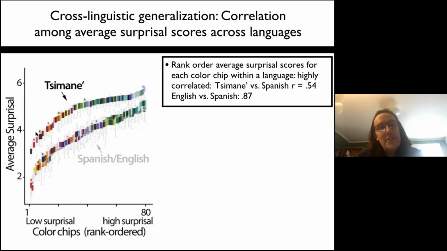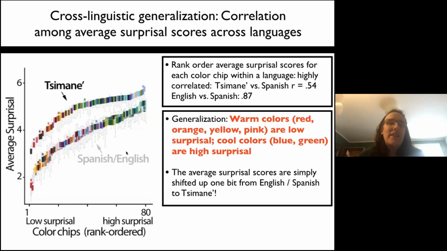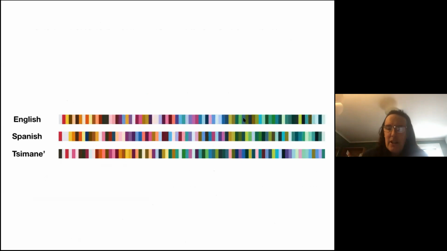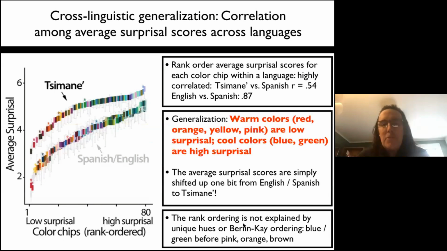And there's a high correlation between those two. They're not identical, but the correlations here are 0.5 and 0.6, actually, across languages. Very, very high. The generalization here is warm is easy, cool is hard. High surprisal for cool, warm is low surprisal, easy to convey. And I skipped over something there: that just doesn't fit Berlin and Kay and some other theories, unique hues, if you happen to know that.